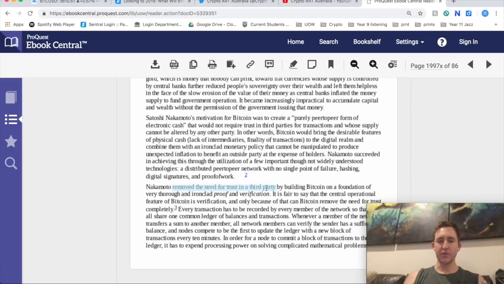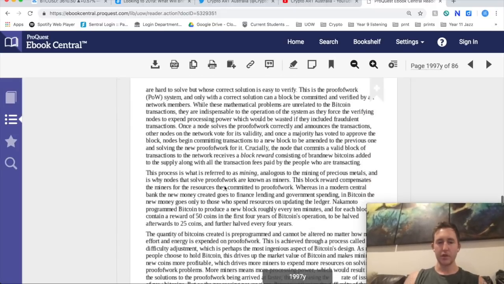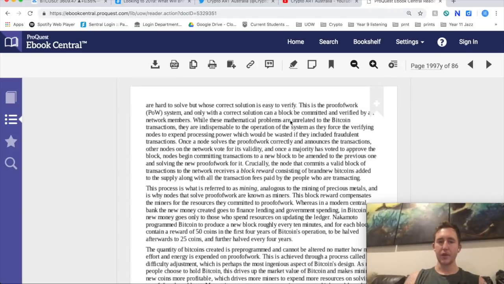Nakamoto removed the need for a trusted third party on a foundation of very thorough and ironclad proof and verification. And of course, whenever a member of the network transfers a sum to another, all network members can verify the sender has a sufficient balance, and nodes compete to be the first to update the ledger with a new block of transactions every 10 minutes. So it's really involving initially the proof of work system, which verifies certain blocks in a blockchain.